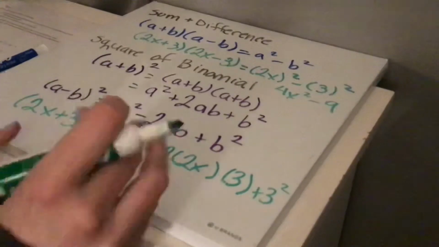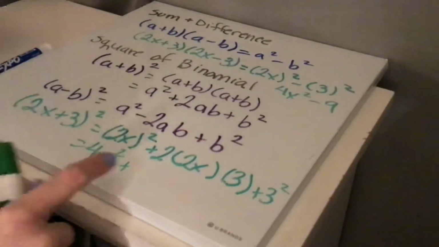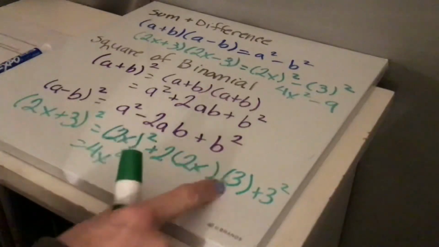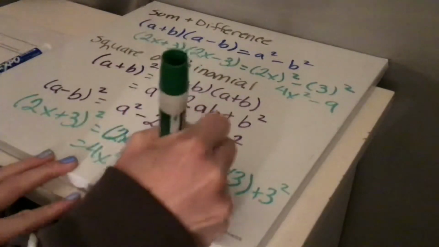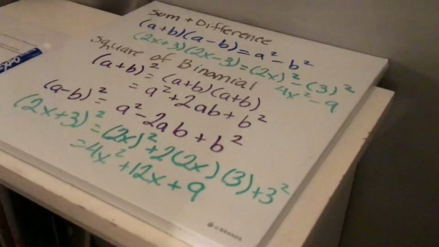What's wrong in your notes, by the way? So looking here, this 2x plus 3 in your notes is wrong. It should be 2 times 2x, which is 4x, times 3, so it should be 12x plus 9. Yeah, I did that wrong. Okay, so just shortcuts for multiplying special products of your binomials.